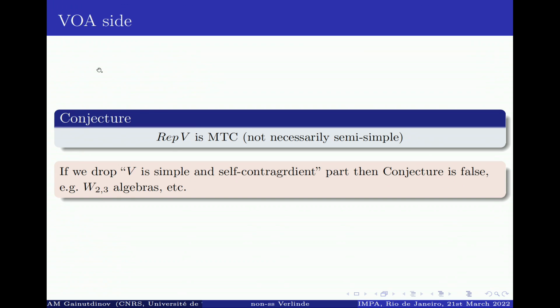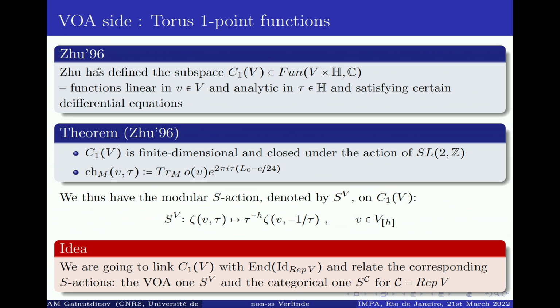And I will work within the conjecture that for this class of Rep V, which I just defined, self-contragredient and C2-cofinite, Rep V is a modular tensor category, of course not necessarily semi-simple. It might work only in the self-contragredient case, because if we drop simple and self-contragredient, we know examples of C2-cofinite VOAs where this is not true. So I assume that Rep V is a modular tensor category.